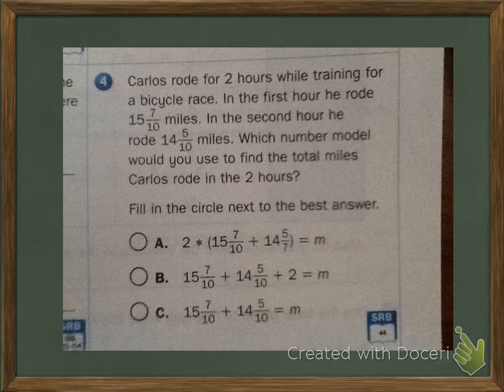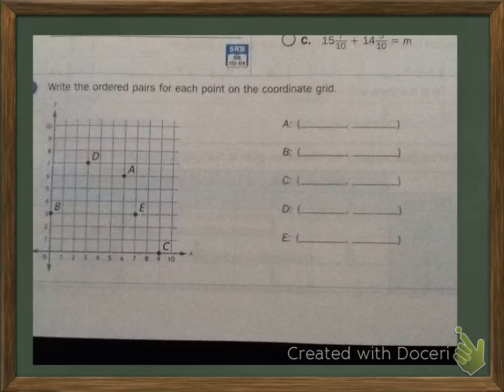So, we know that he rode 15 and 7/10 miles, and then 14 and 5/10 miles. We want to know what the total amount he rode was, so we would just have to add them together. So C is 15 and 7/10 plus 14 and 5/10. And the last one, number 5, says write the ordered pairs for each point on the grid.